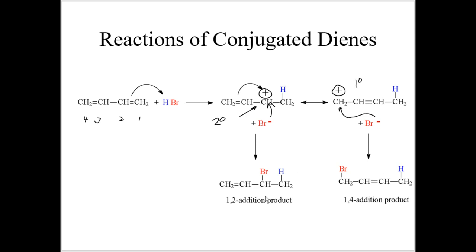And notice that what is called the 1-2 product, because relatively speaking, it added the H and the Br to carbons 1 and 2 in a 1-2-3-4 numbering scheme of that conjugated diene. That 1-2 product is what we would predict. The other product, where we add to carbons 1 and 4 and the double bond moves to between carbons 2 and 3, is a product that we wouldn't have predicted before we realized that once I form an allylic carbocation, I can form the resonance structure, and I'm going to react both of those.